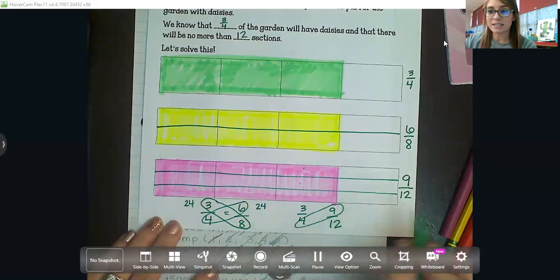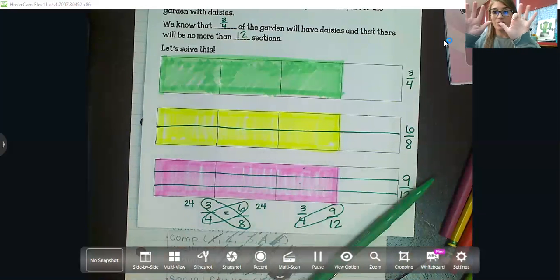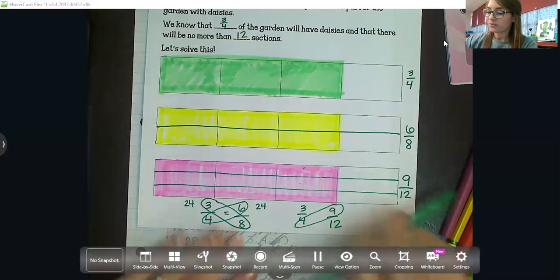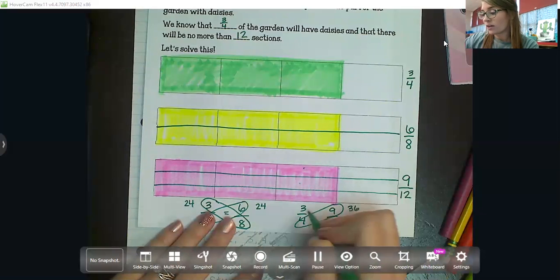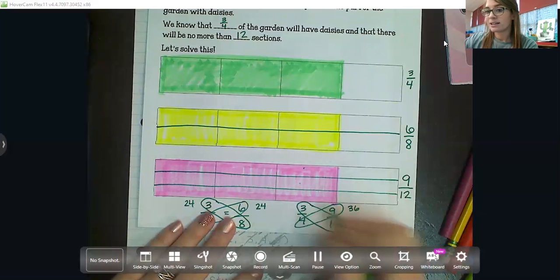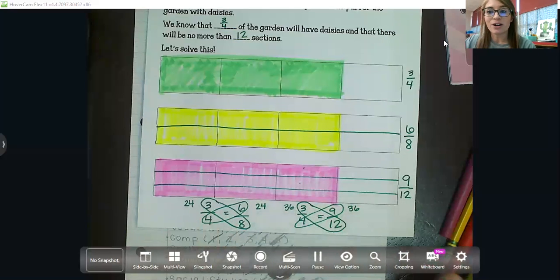9 times 4 is 36. And 12 times 3 is, very good, 36 as well. So those are all equivalent fractions.